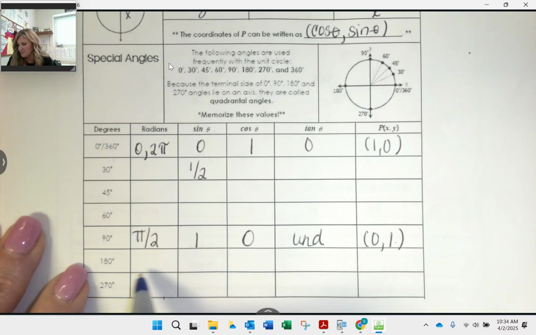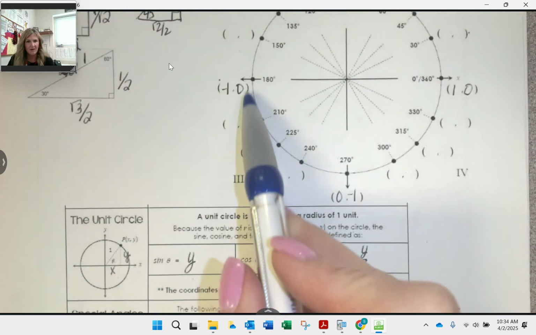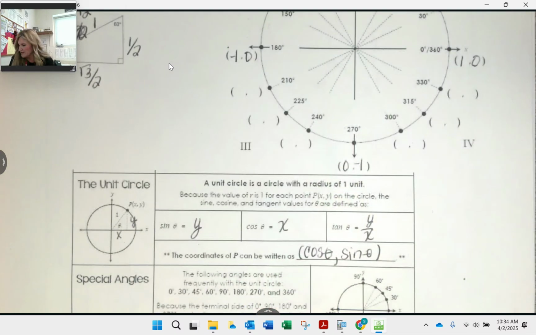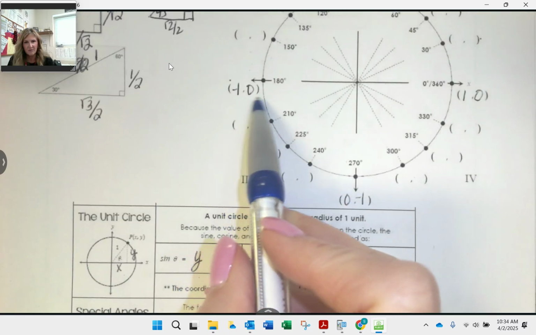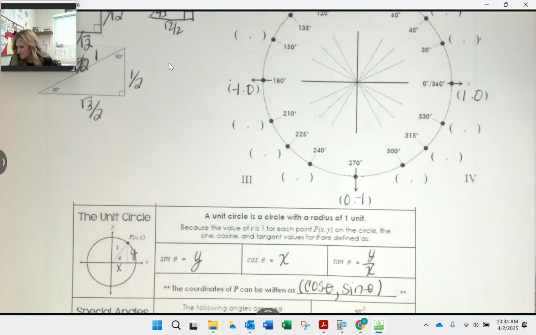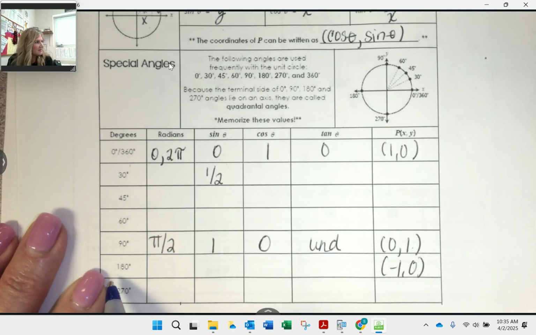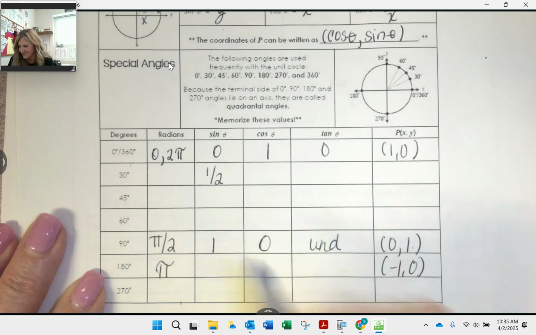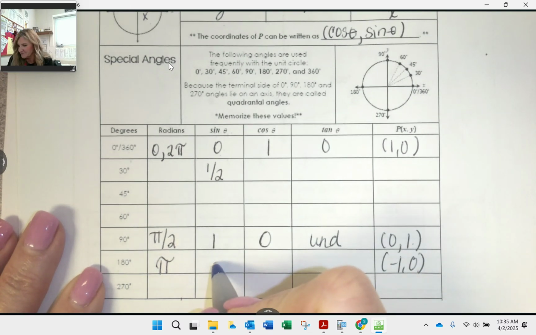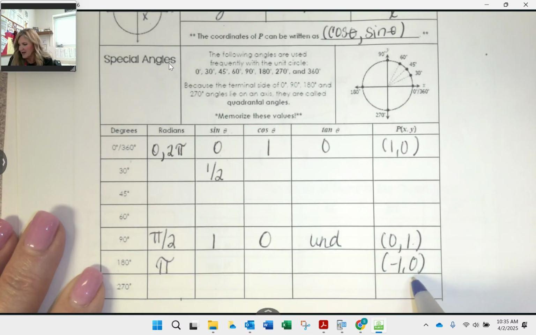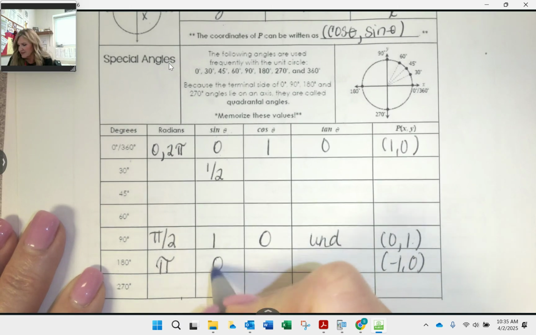1 over 0. Okay, go to 180 now. Look at your point. Griffin, what's the point right there? (-1, 0). Okay. And can you tell me another name for 180 in radians? Just pi. Pi, good. The sine of theta is going to be the y value. Frederick, what's it going to be? The sine of pi or the sine of 180 is 0, good.